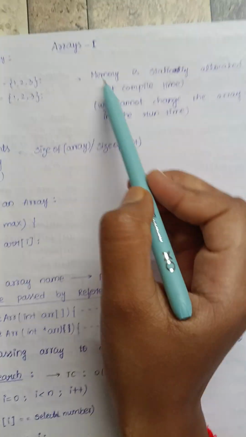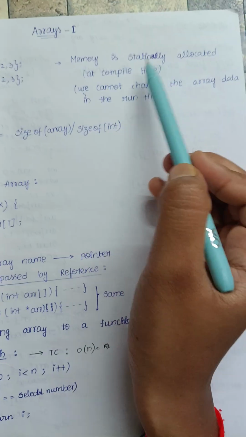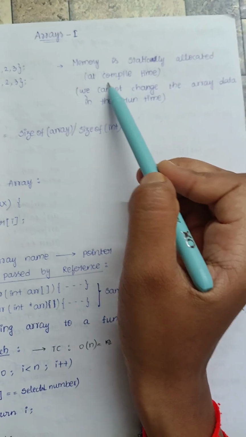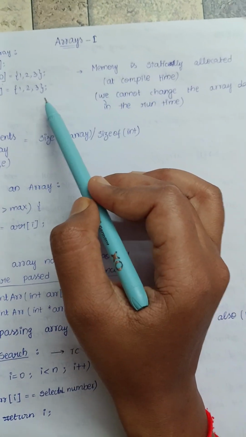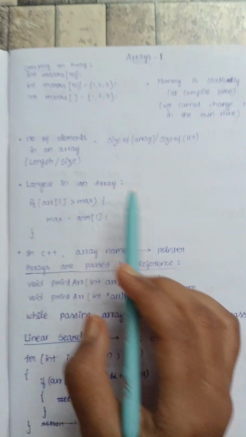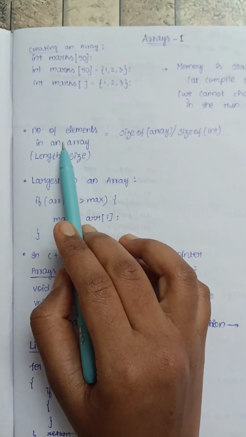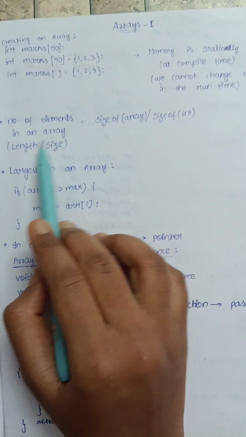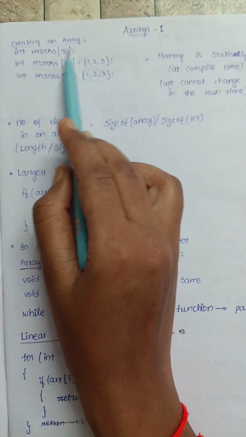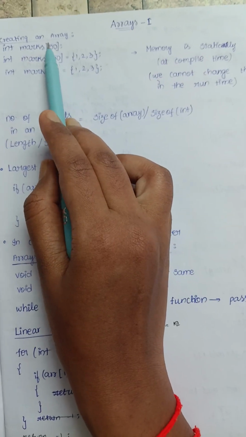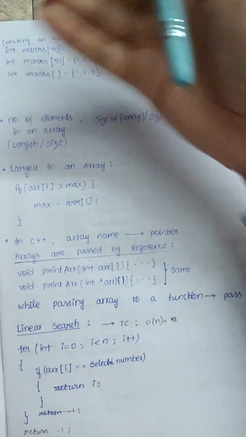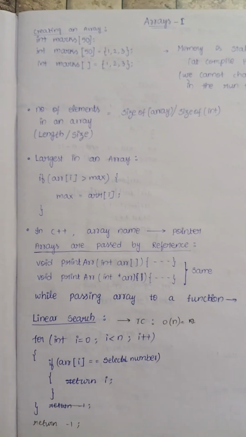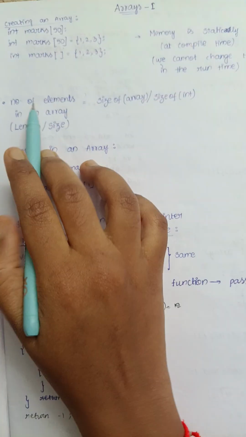Yes. Here memory is statically allocated, not dynamically. That means memory is allocated at compile time only, not at the runtime. If we want to find out the number of elements that are present in an array, or the length, if we don't know how many elements are there, we just imagine that we have forgotten what we have declared.